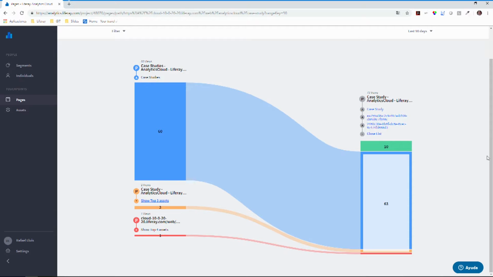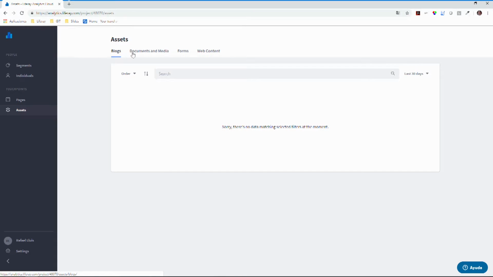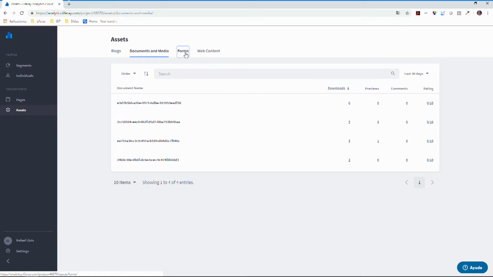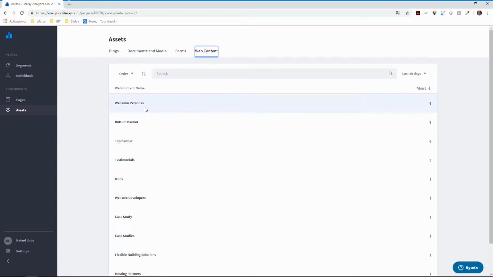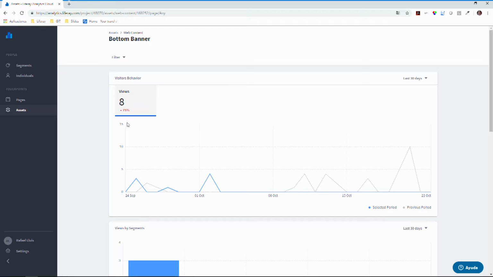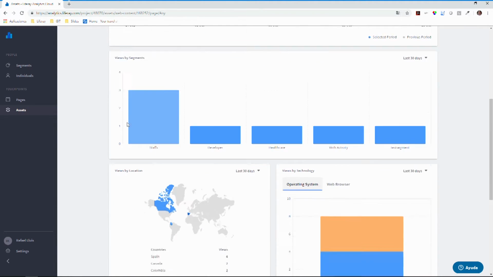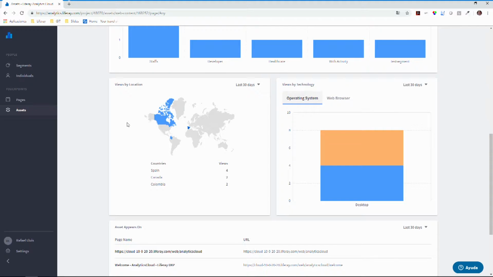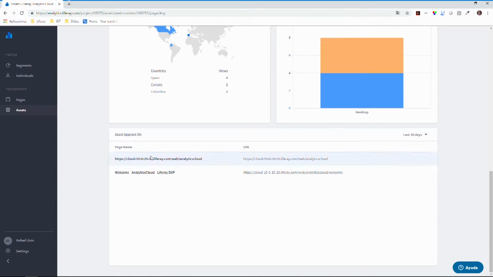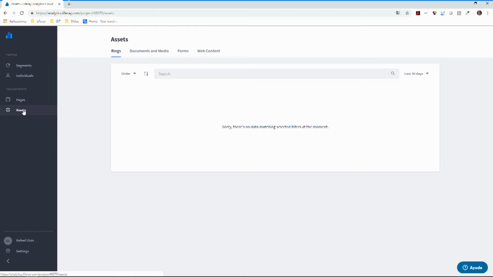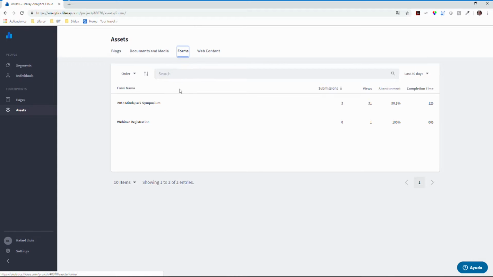OK, so moving now to assets. Remember that we have blogs, documents and media, forms, and also web content, OK? So depending on the content itself, on the type of content, we will see different types of information. For instance, for our web content, we have number of views, how are the segments, again, locations, operating systems, in which pages does this asset appear, okay? This is good information, so I can, again, analyze the whole page, what's happening with my asset in that page.